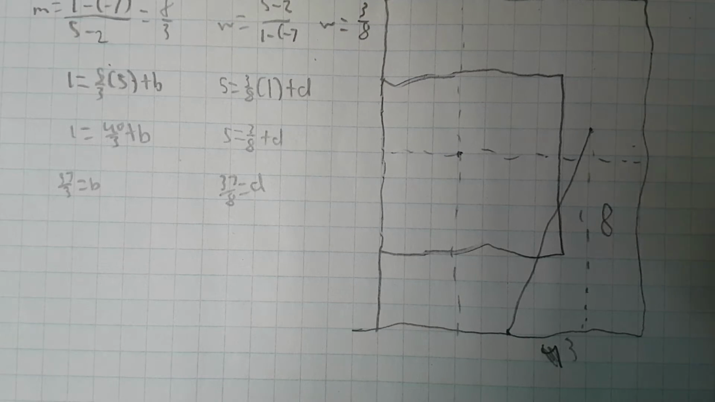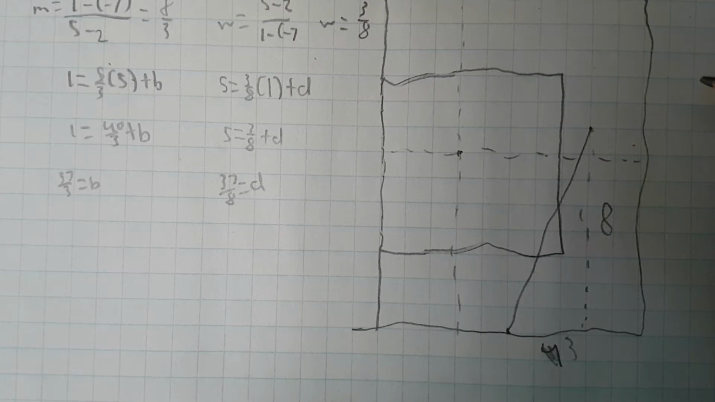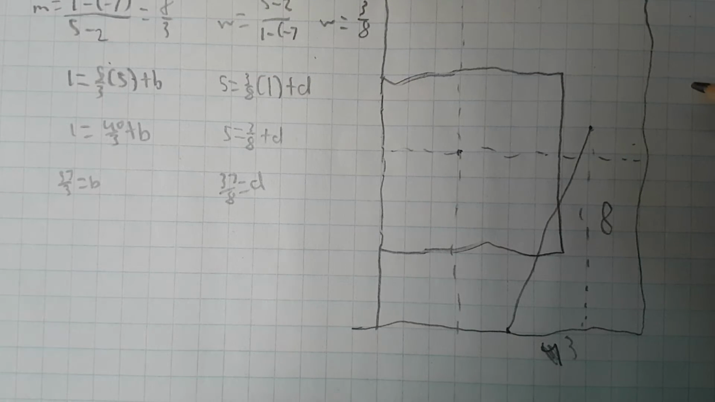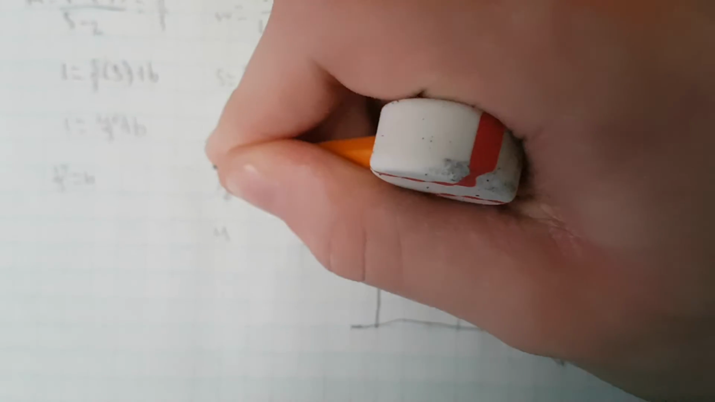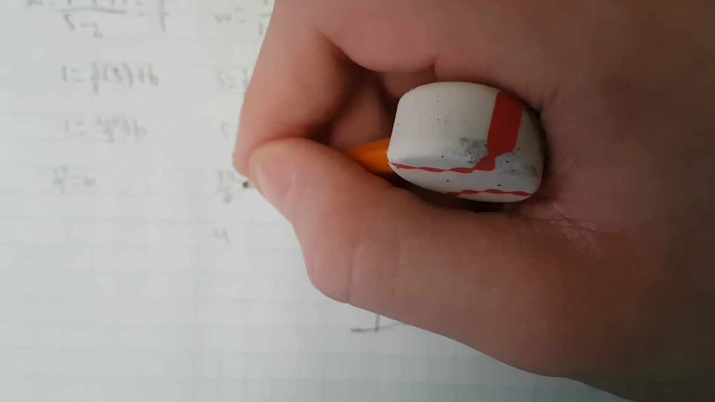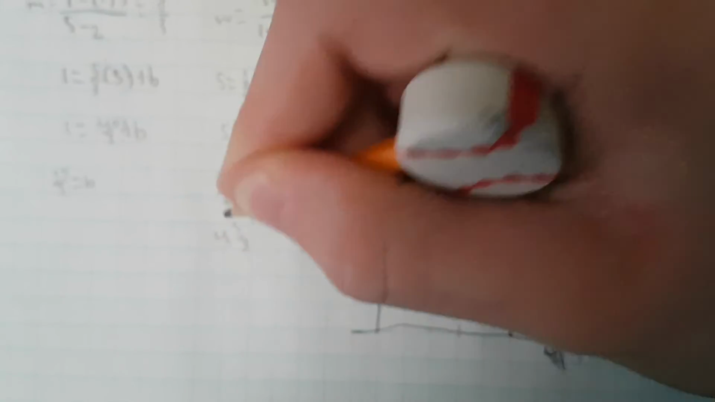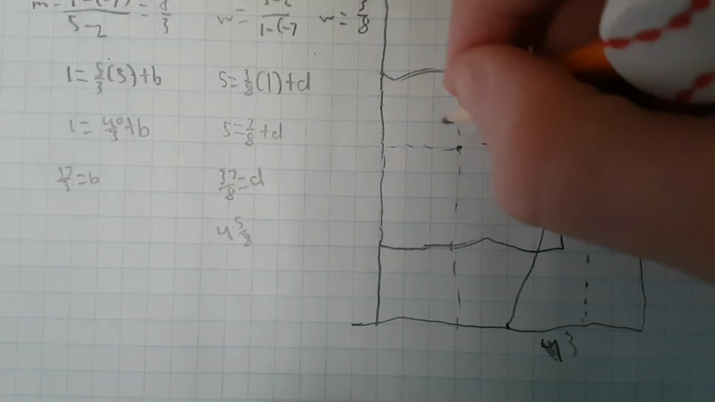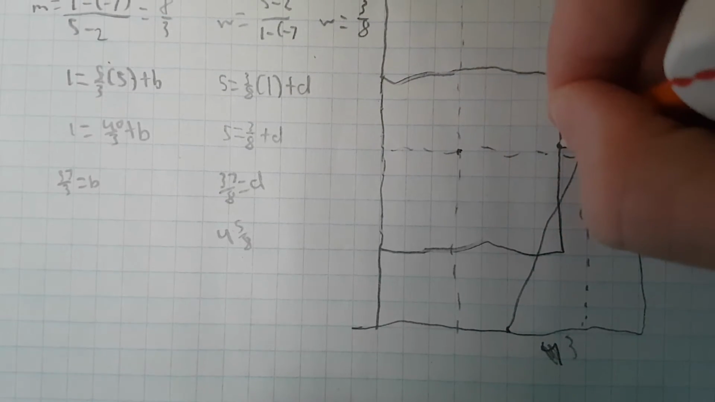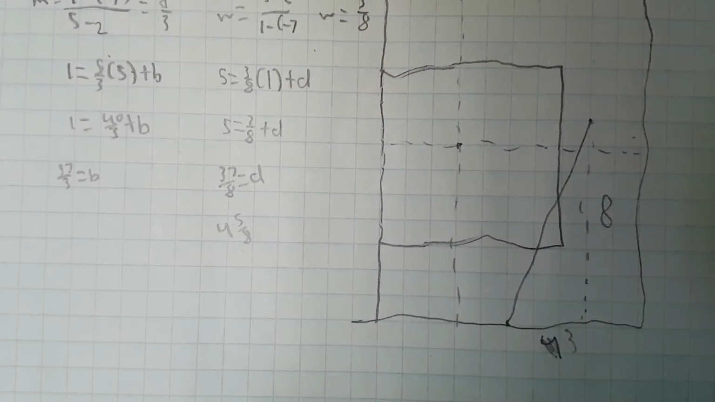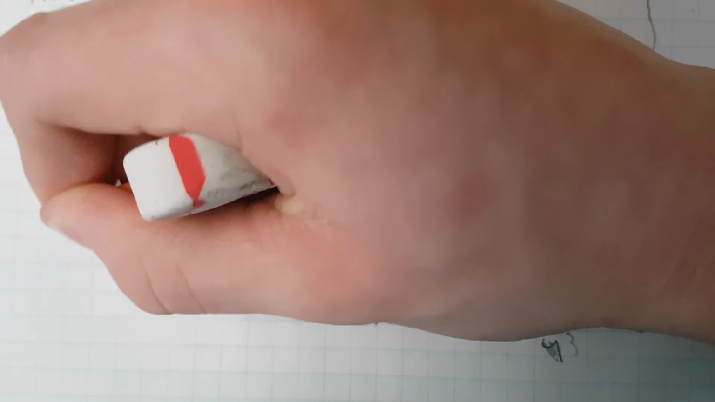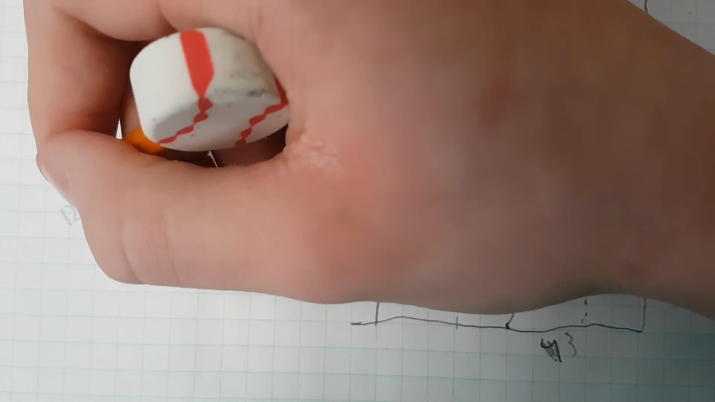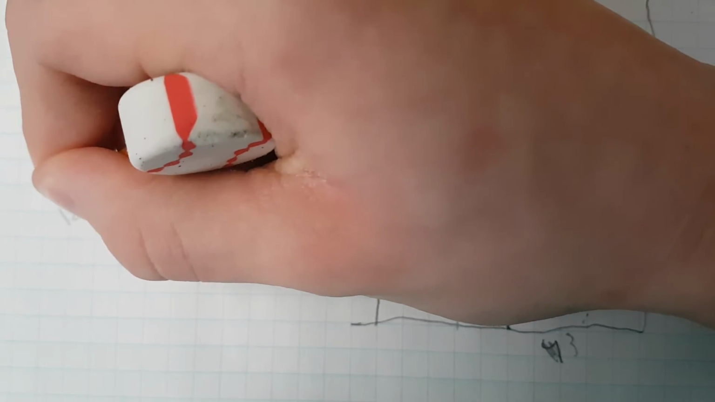So 24 is 3. 24 is 3, 32 is 4. So 4 and 5 over 8. 4 and 5/8. 1, 2, 3, 4. You think that's 5/8? I think that's about 5/8. And what was the other one? 37 over 3. Okay, so that's somewhere like 12 and a third.